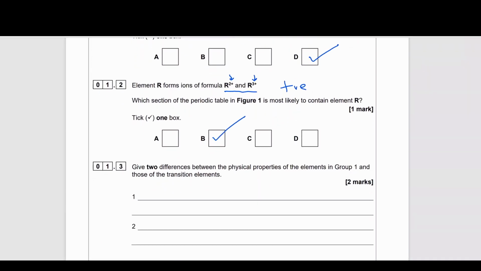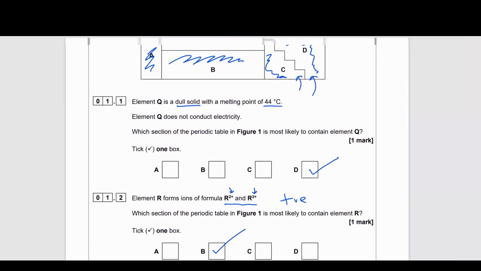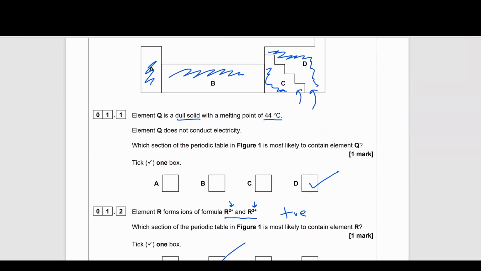1.3. Give two differences between the physical properties of the elements in group 1 and those of the transition elements. So we know that group 1 is going to be in section A of our periodic table above, and our transition metals are in section B. So how are the physical properties of anything in A and B going to be different?